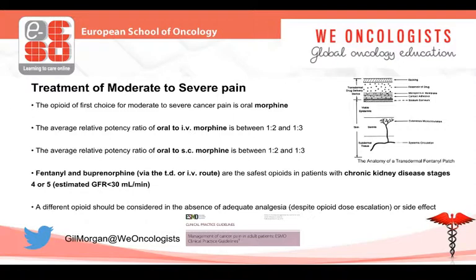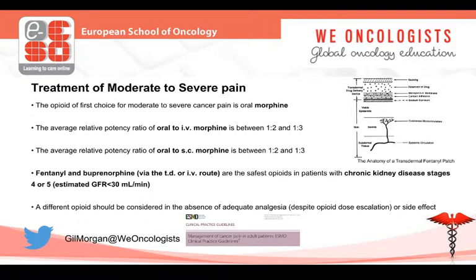With moderate to severe cancer pain, oral morphine is the opioid of first choice. The average relative potency ratio of oral to IV morphine is between 1 to 2 and 1 to 3. The average relative potency ratio of oral to subcutaneous morphine is between 1 to 2 and 1 to 3. Once we achieve a point where adequate analgesia is not achieved, despite the escalation of doses, one shouldn't be afraid to switch the opioid to something else.